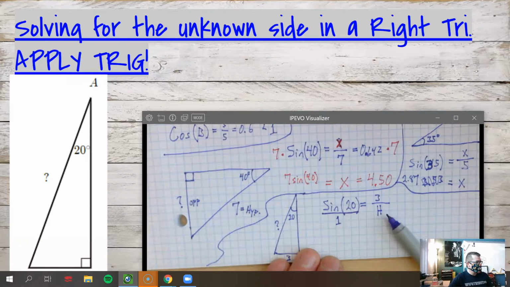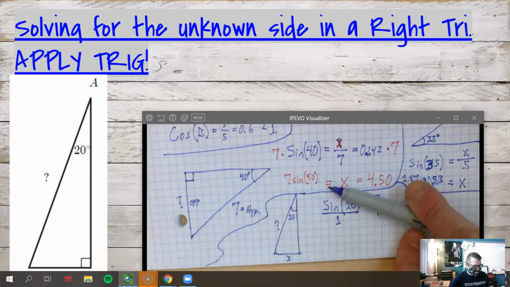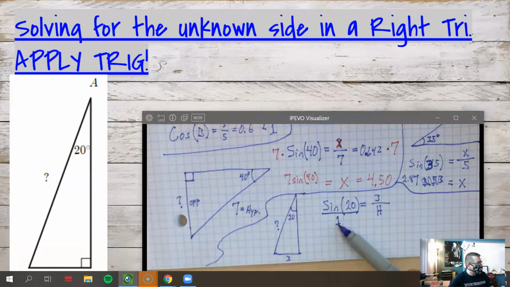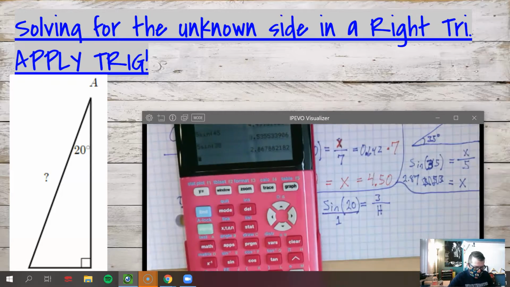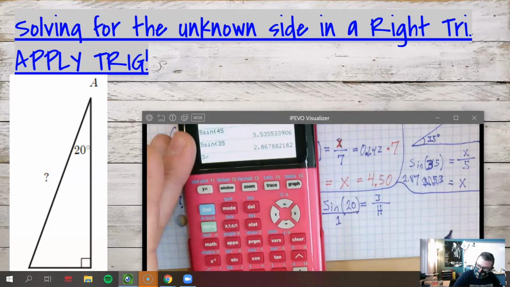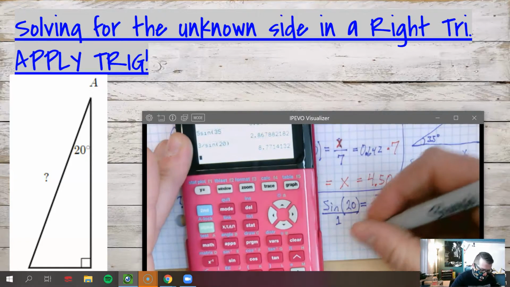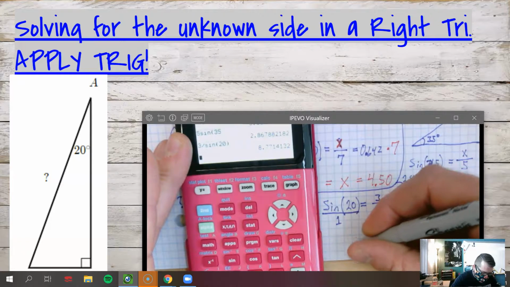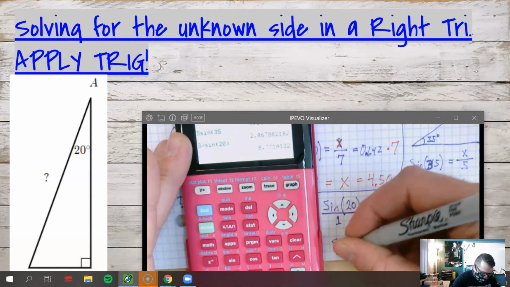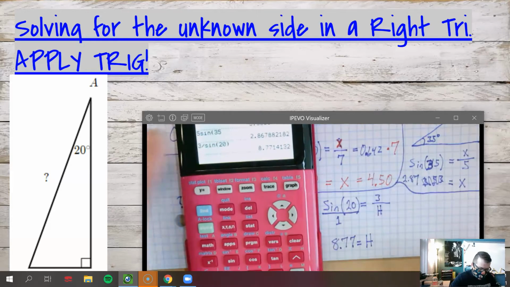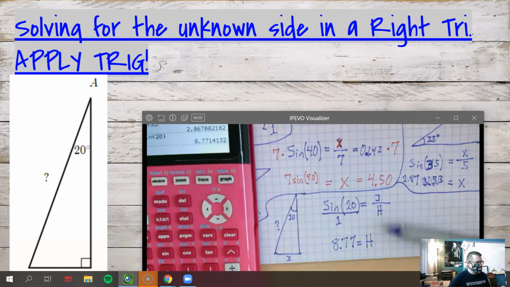Guys, what actually happens here is the h and the sine of 20 swap places, because this is over a 1. So this will become 3 divided by the sine of 20. Literally, you just swap places, and h would be 8.77. So when the denominator is the thing we're trying to find, we can actually just swap it around. And with that, I'm totally out of time.